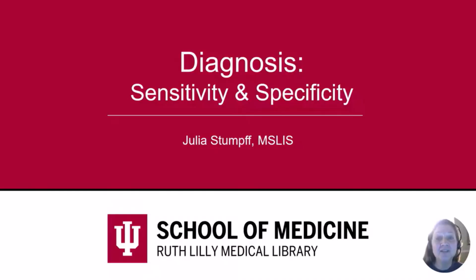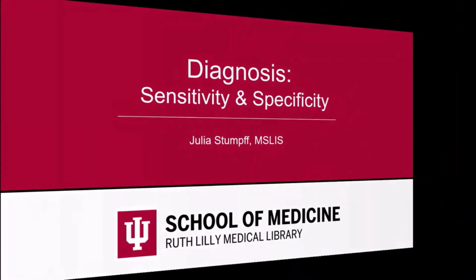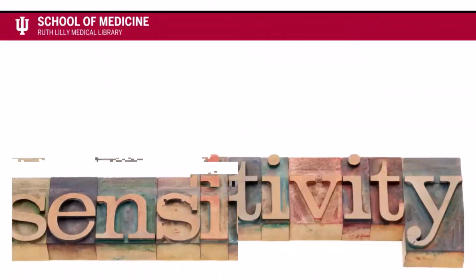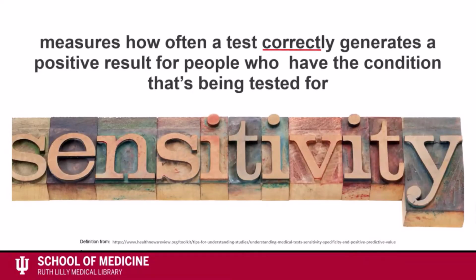This is the fourth video in our Evidence-Based Medicine Diagnosis series. As you will recall from the third video in this series, diagnostic test accuracy is reported by using diagnostic test measures. In this video, we will focus on sensitivity and specificity. Sensitivity measures how often a test correctly generates a positive result for people who do have the condition that's being tested for.